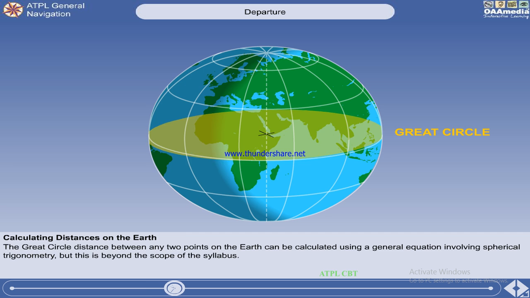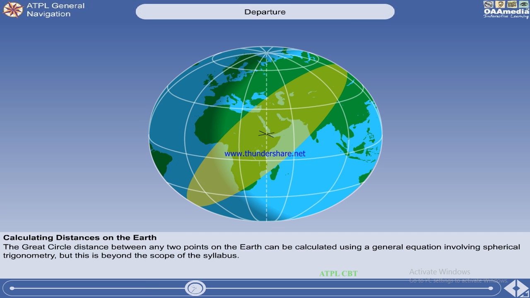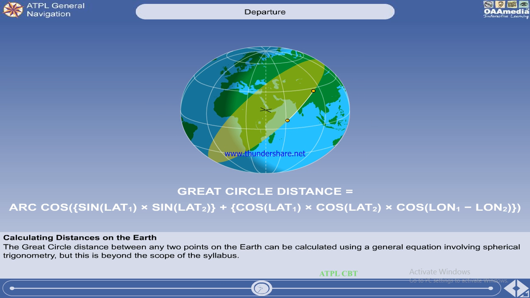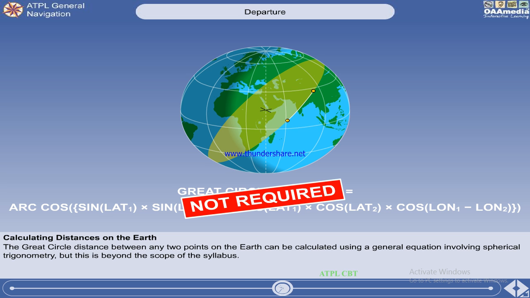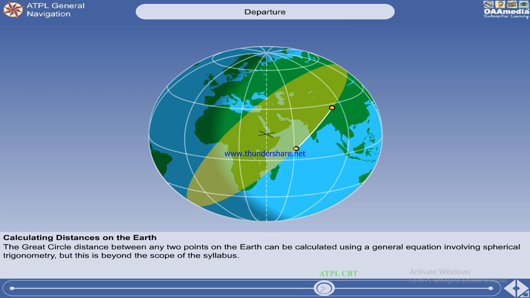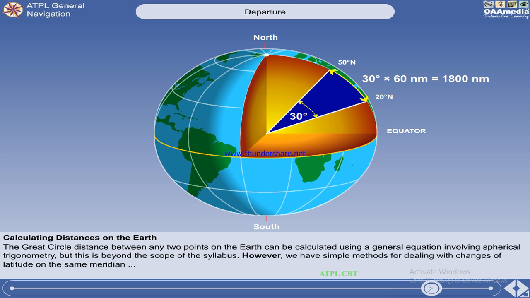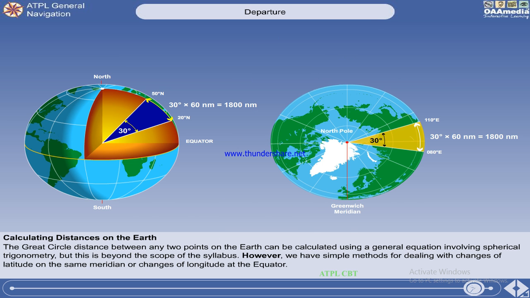We have come across calculation of Earth distances before. The great circle distance between any 2 points on the Earth can be calculated using a general equation involving spherical trigonometry, but this is beyond the scope of the syllabus. Consequently, problems involving the calculation of great circle distances are limited to those where the 2 points lie on special great circles. These are when the points are both on the same meridian, or when they are both on the equator.